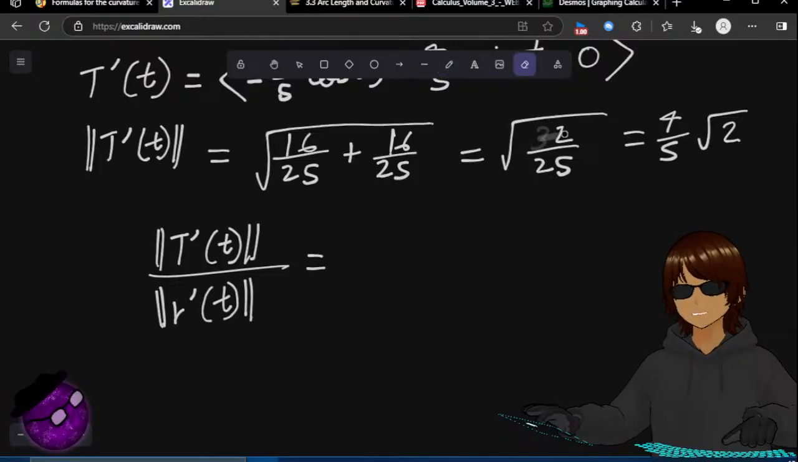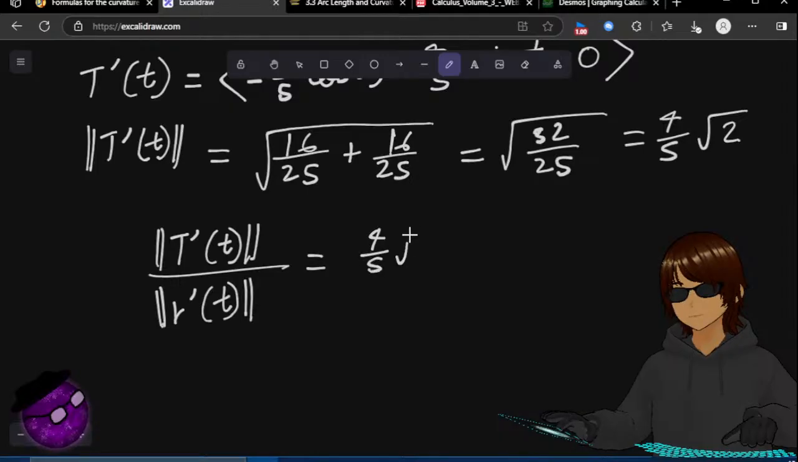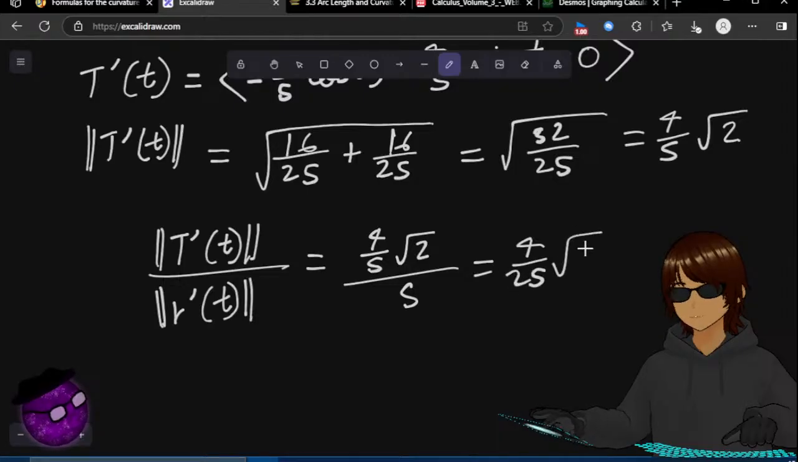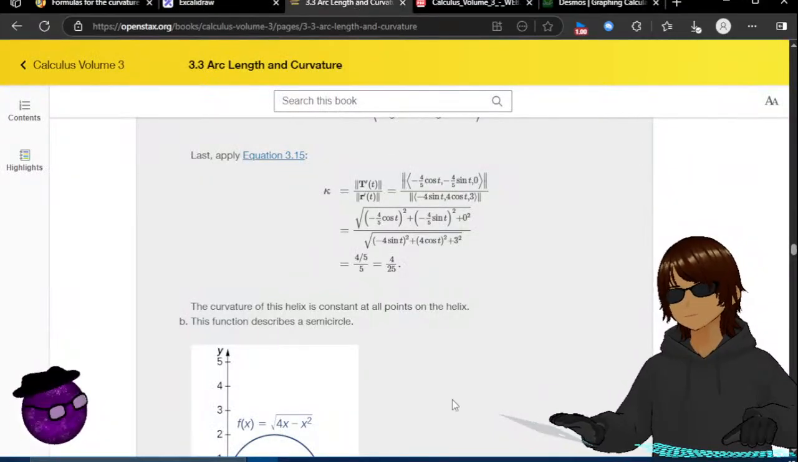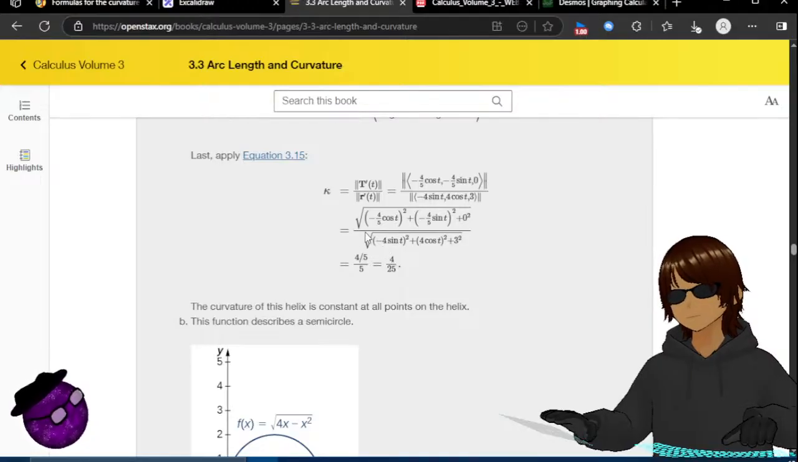And also I made a mistake here. This is 16. No, I did not make a mistake here actually. Root 2 divided by 5. 4 over 25 root 2. Okay, I understand the 5, but where's the root 2 here? How did they get just 4 over 5?